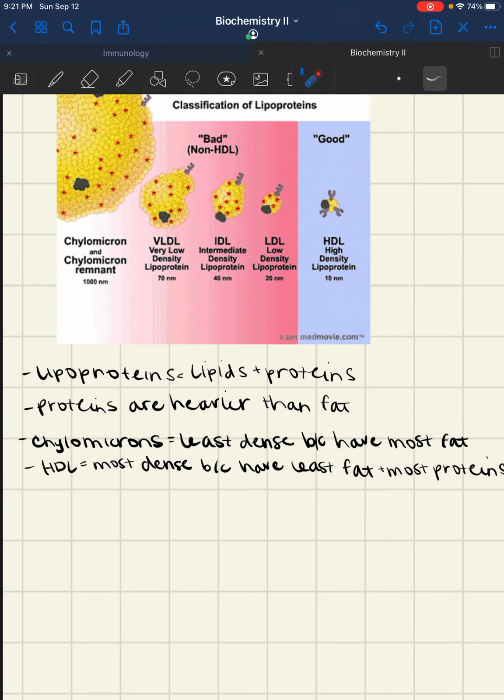We have a few different kinds of lipoproteins. There's chylomicrons, VLDL, IDL, LDL, and HDL. And they're going in order from least to most dense. And what makes this the least dense is that it has the highest fat component. And what makes HDL high density is that it has the highest amount of protein component out of all of the lipoproteins.